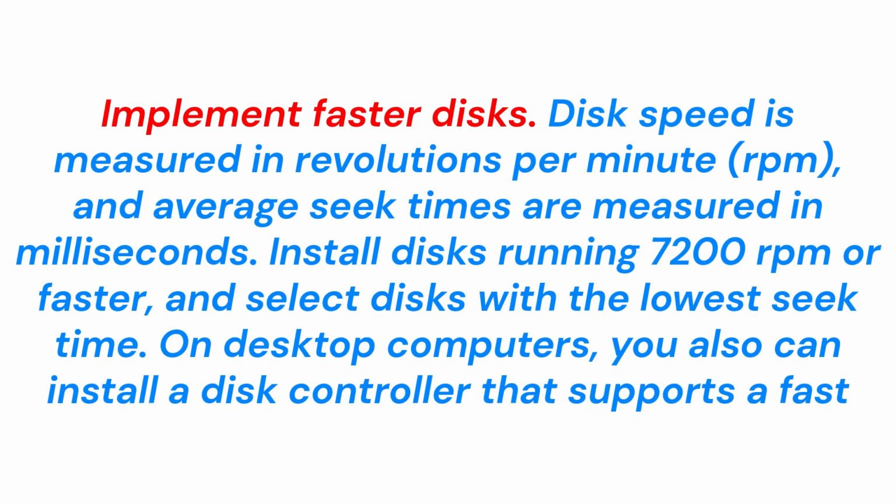Implement faster disks. Disk speed is measured in revolutions per minute, RPM, and average seek times are measured in milliseconds. Install disks running 7200 RPM or faster, and select disks with the lowest seek time. On desktop computers, you also can install a disk controller that supports a faster bus type.